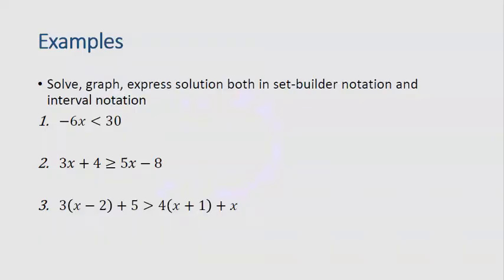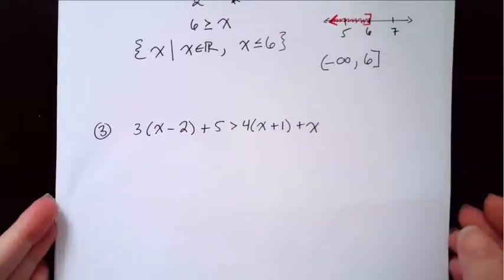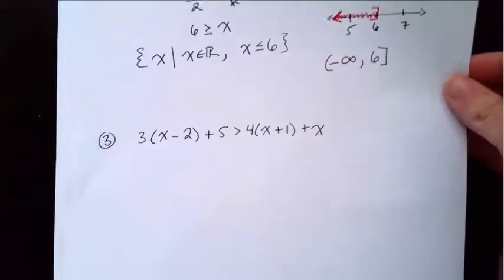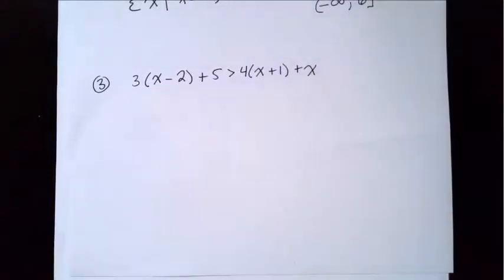All right, for the third example, we see parentheses. So we'll proceed as we have done in the past. When we have parentheses, we'll open them up using the distributive property. All right, so I'm going to distribute on both sides at the same time just to clear out the parentheses.